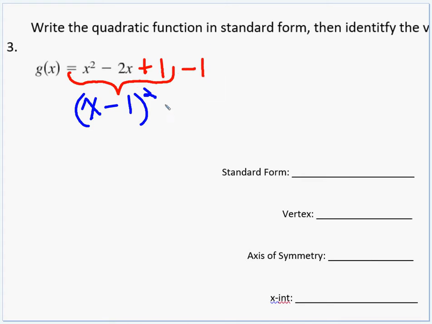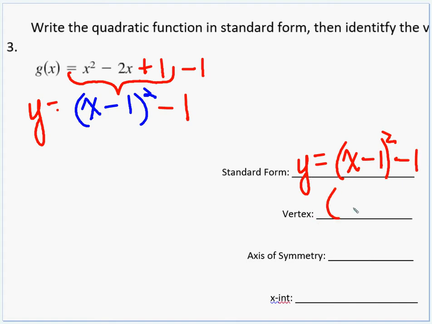So there's our standard form: y equals (x minus 1) squared minus 1. Now the vertex we just pluck right out of there. We'll take this and change that sign. We've got a minus 1 in there, so this will be a plus 1. And we just bring the constant down with the same sign, negative 1.